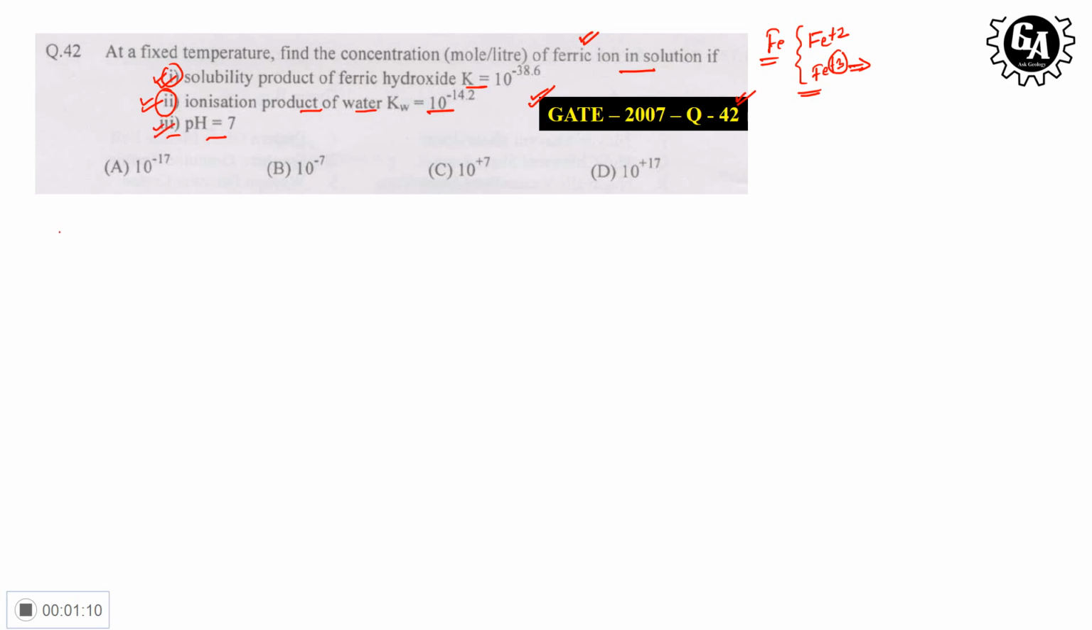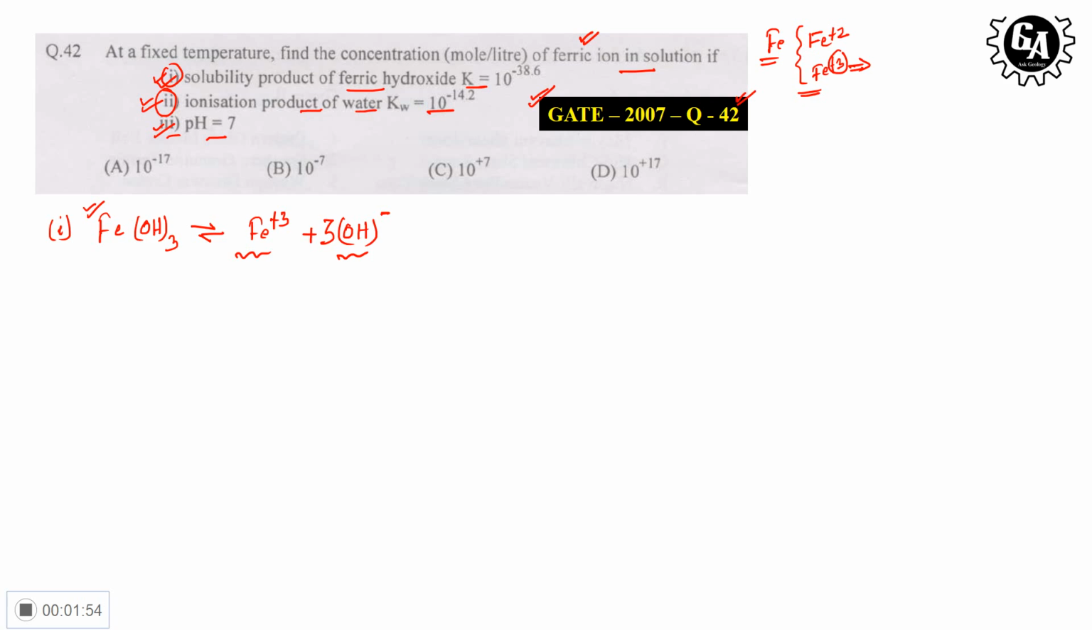So first, the solubility product of ferric hydroxide, Fe(OH)3. If we dissociate Fe(OH)3, what will be formed? This is ferric ion Fe+3 and OH minus. OH has a negative charge, so to make a charge balance, it should be 3 OH. This is one reaction for the ferric ion: the dissociation of ferric hydroxide into ferric ion and OH minus.